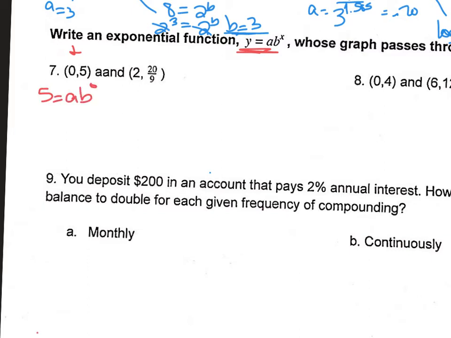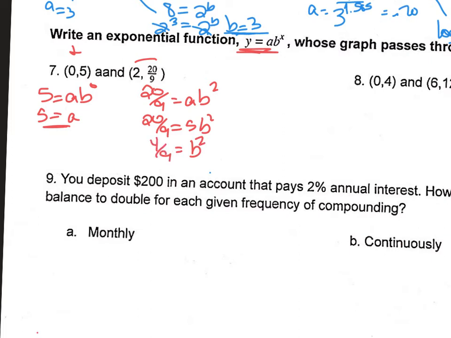Now the beauty of that 0 is anything to the 0 power is 1. So that B to the 0 is really 1A, which means A is 5. So take your second point, plug it in. 20 over 9 equals A times B squared. Now, one thing I know, A is 5. So I'm going to plug the 5 in there for the A. And I'm going to divide both sides by 5. When you divide a fraction by 5, you just divide the top by 5. So make it 4 over 9. That's B squared is 4 over 9.